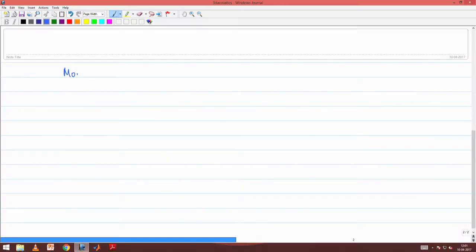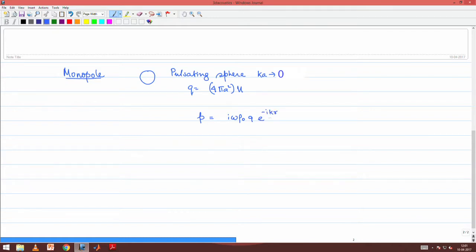In the last class we looked at the important source which is called monopole, and we approached monopole as a pulsating sphere, with k a tending to 0, but then the strength of the monopole, which was defined as 4 pi s square into the velocity, is held constant as this limiting process is undertaken. So, it turned out that the pressure at any point was i omega rho 0 times q e to the power minus i k r by 4 pi r. That was the illustration that we did in the last class.